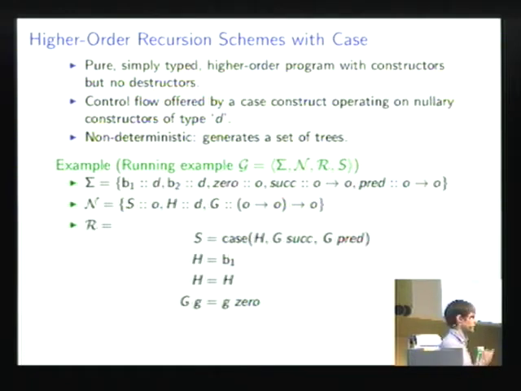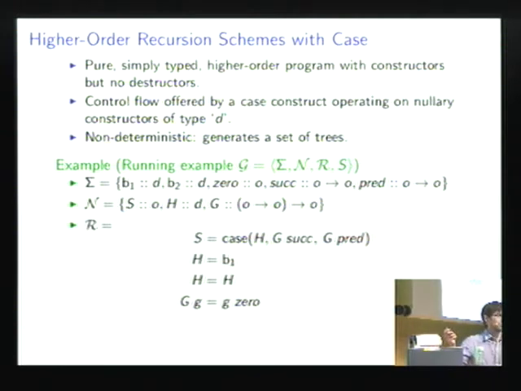Here's an example. This will be our running example throughout the talk. You can see that we have an alphabet, sigma, of constructors. Two of them are of type D. These are the nullary constructors I was talking about, and we can pass these to our case construct. These B1 and B2. We've also got 0, suc, and pred. So we can build trees out of these, such as suc of 0, or pred of 0. We have some non-terminals, or function symbols, S, H, and G, and some rules.